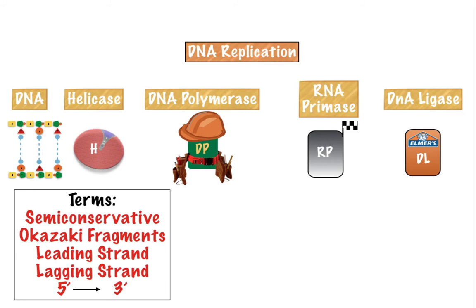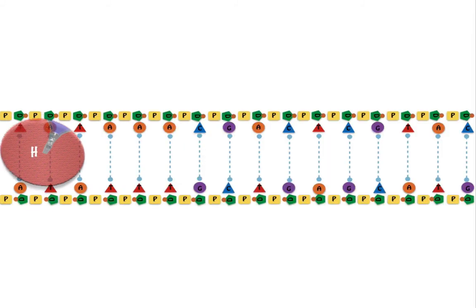These are the terms that you need to know by the end of this video: semi-conservative, Okazaki fragments, leading strand, lagging strand, and 5' to 3'. Alright, let's dive in. So, we need to copy DNA. DNA is bonded by hydrogen bonds.